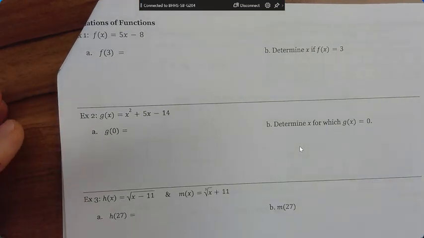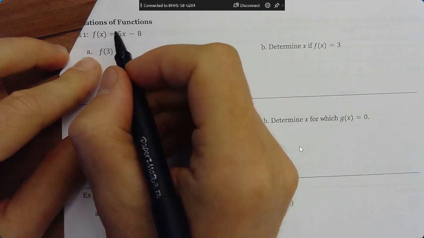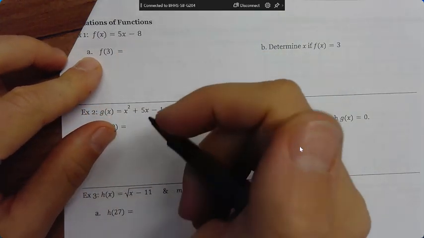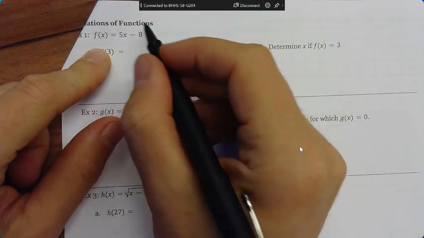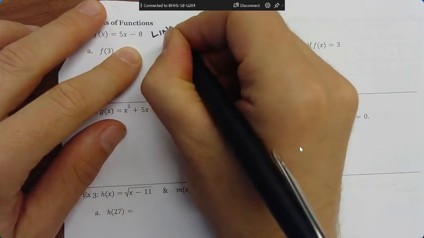So all of this stuff is about x and y values. Our first function is f of x is equal to 5x minus 8. Anyone know what kind of function this is? Yeah, it's a linear function. So here's a linear function.